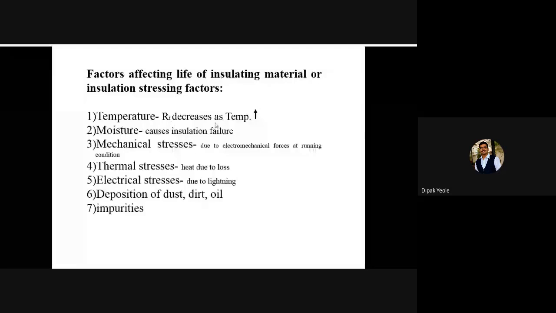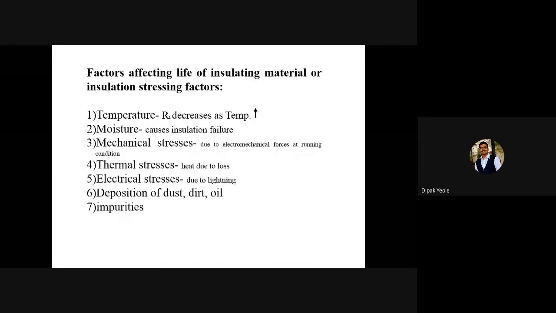Our point of interest is whenever the temperature increases, obviously there is an effect on insulation resistance, and what is the effect? The insulation resistance decreases. So there can be a question in your state government exam: what is the effect of increasing the temperature? Obviously the answer is the insulation resistance decreases. What is the second factor? The moisture is the second factor, and it causes the insulation failure.